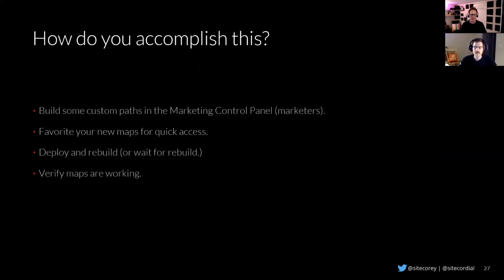This is all really something that you as a marketer can do. You're going to build those custom paths in the marketing control panel and favorite them. You can deploy. They may take a little time to build. You can ask your devs to accelerate that process, but you don't have to. It doesn't take too long to build. Then just verify your maps are working. If you have any issues and you don't feel like they're working right, that's where you might have your devs look at the logs and see what's going on. But properly set up, they should be working just fine.